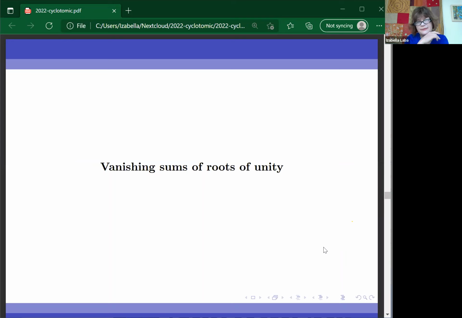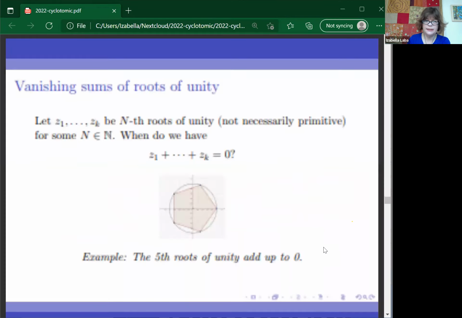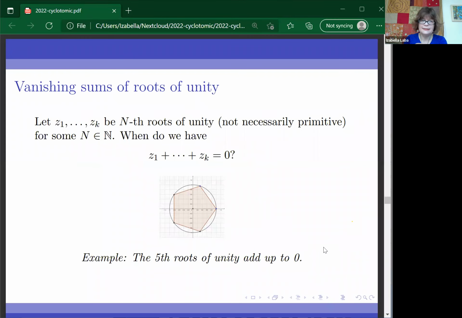Okay, so the next question that I want to talk about is vanishing sums of roots of unity. This is a classic area of work in combinatorial number theory. So here's the question. Let's say that z_1 to z_k are nth roots of unity, not necessarily primitive, and suppose that they add up to 0. Under what conditions does that happen?